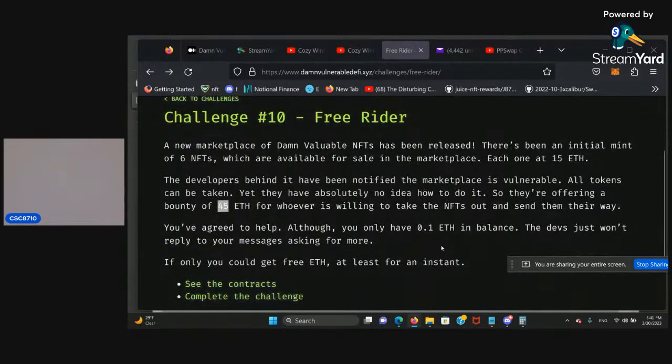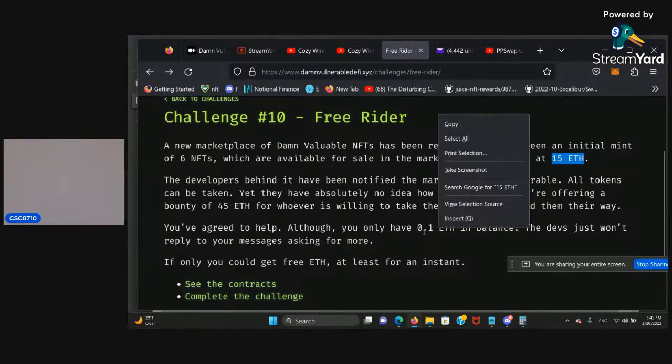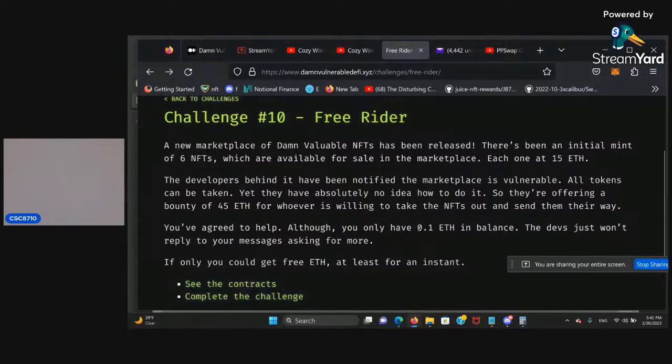We are going to talk about challenge 10, Free Rider. In this challenge, we have 6 NFTs that we put in the market to sell, and your job is to use only 0.1 Ethereum to steal these 6 NFTs. Of course, in the market, each NFT is selling at 50 Ethereum. So you really don't get too much to get started, because with 0.1 Ethereum you cannot even buy one. Somehow you have to figure out where you're going to get the money.